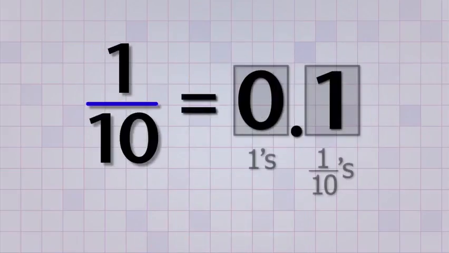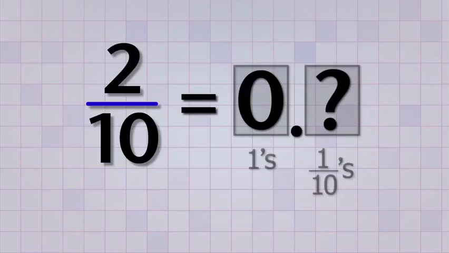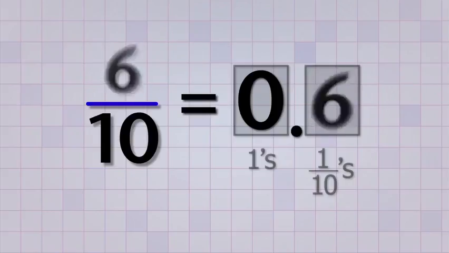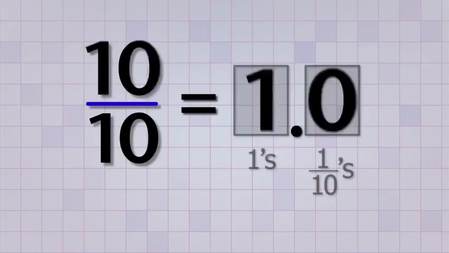Alright, so that's 1/10. But what if we have 2 over 10 instead? Well, all we have to do is change the digit in the tenths place to a 2. So 2 over 10 equals 0.2. In fact, we can keep counting tenths like this. 3 tenths, 4, 5, 6, 7, 8, 9, and finally 10 tenths.